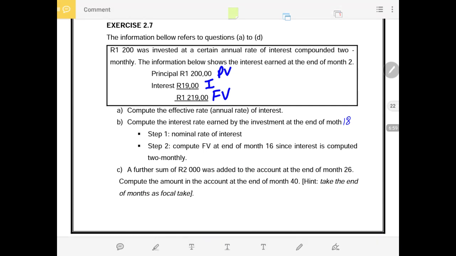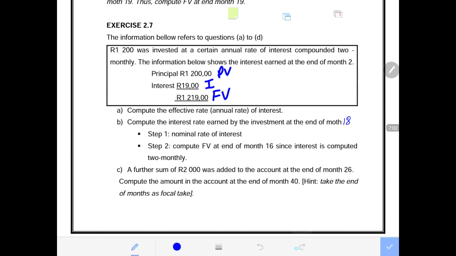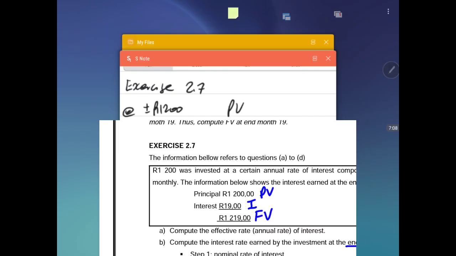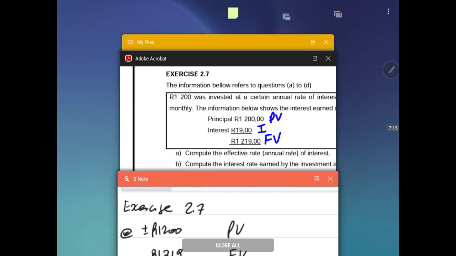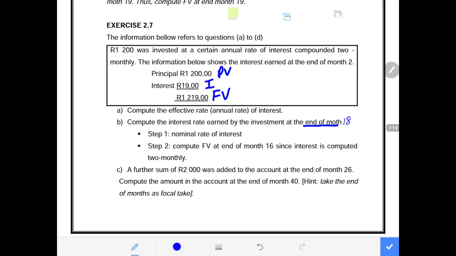Now, if we are to calculate the interest, we cannot just jump to calculating the interest at the end of month 18. Remember, the interest that we calculated previously, I'm talking about the interest rate now, we are required to calculate the interest amount that has been earned at the end of month 18. That is interest only for one period of compound, which is from the 16th month to the 18th month, just for more clarity.